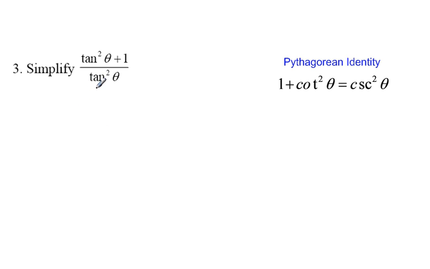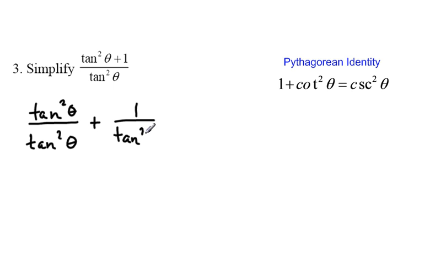What we're going to do is actually split this up into 2 terms. We have 2 terms in the numerator and 1 term in the denominator. The term in the denominator divides both the tangent squared theta and the 1. So we're going to rewrite this problem as tangent squared theta divided by tangent squared theta plus 1 over tangent squared theta. Now, if you notice, we have the same term on top as we have on the bottom.